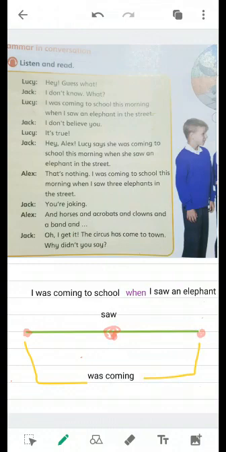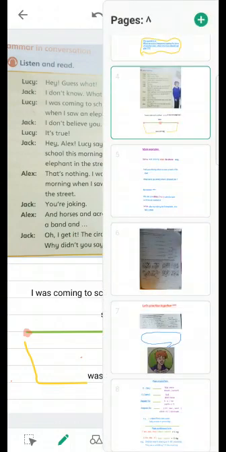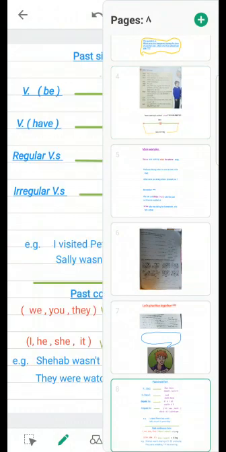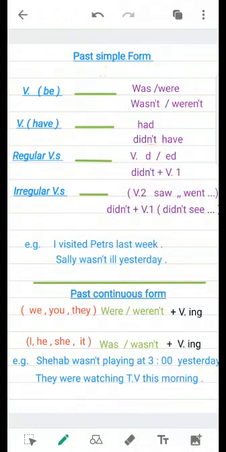Look at this dialogue. Of course, you can listen to the dialogue on your CDs that you have at home, okay? Listen to the dialogue and practice reading it with your brother or sister. We have a dialogue between Lucy, Jack, and Alex. I'm not going to read the dialogue for you, but let's revise together the simple past form and the past continuous form.